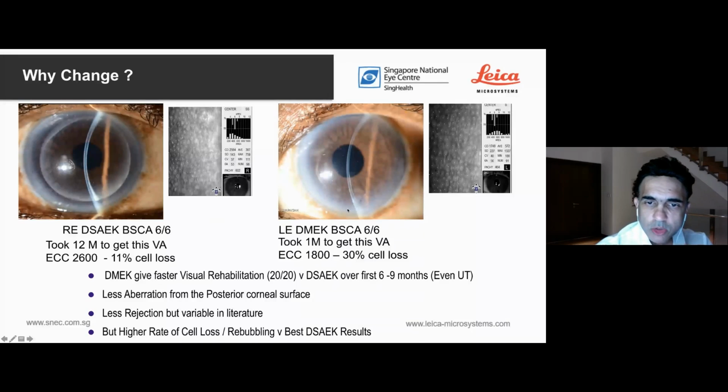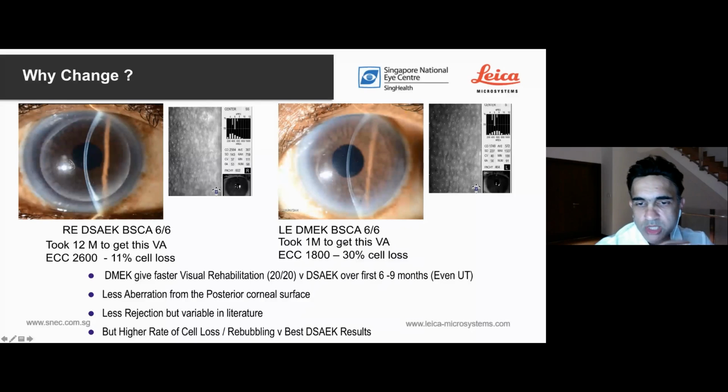On the other eye, I told him, don't worry, we'll do a DMEK for you instead. And he said, are you sure? Well, I'm happy with the procedure. And I said, yeah, I know, but I want you to have a DMEK instead, because I think you're going to get recovery much faster. This is a guy with Fuchs. You can see on this side, it took him 1 month to get 6/6 vision in this eye, whereas it took him a year on the right eye. Now his cell loss at 1 year is higher than what I can get with the DSAEK, but it's still not so bad, with 30% cell loss, 1,800 cells.